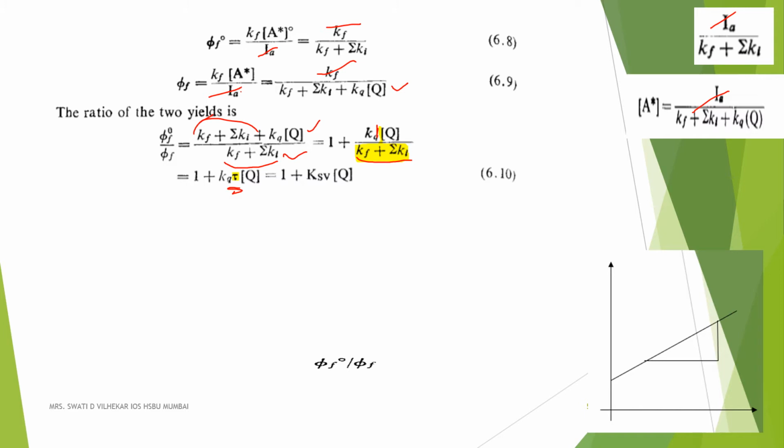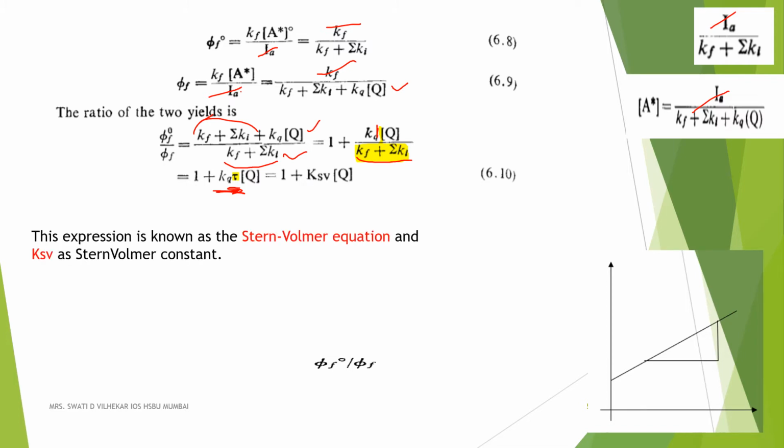So our expression will again get simplified: the ratio of the quantum yields, Qf naught divided by Qf, equals 1 plus Kq times tau times the concentration of Q. Now Kq times tau equals Ksv, which is a constant called the Stern-Volmer constant. It is just like the equilibrium constant, and this equation is called the Stern-Volmer equation. What is the equation? Qf naught divided by Qf equals 1 plus Ksv times Q.